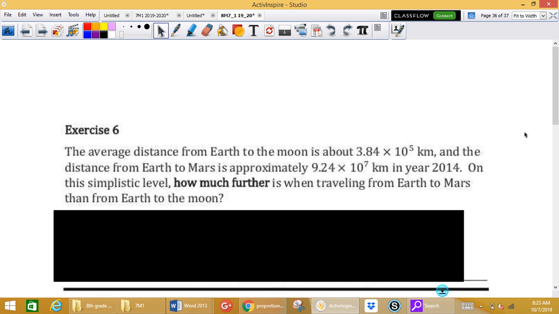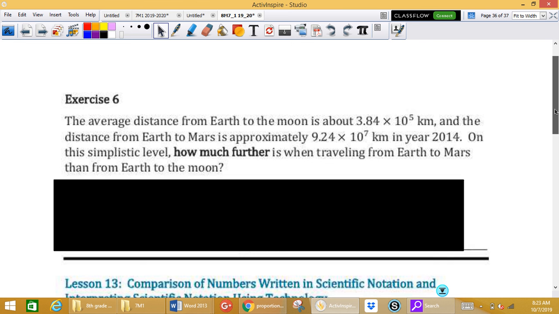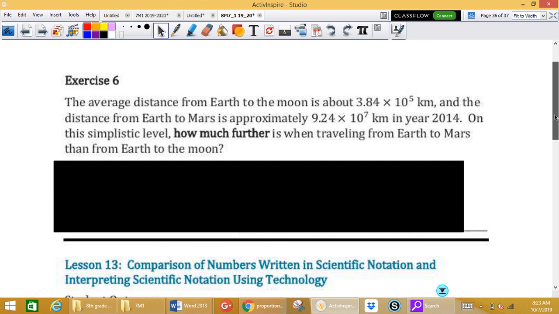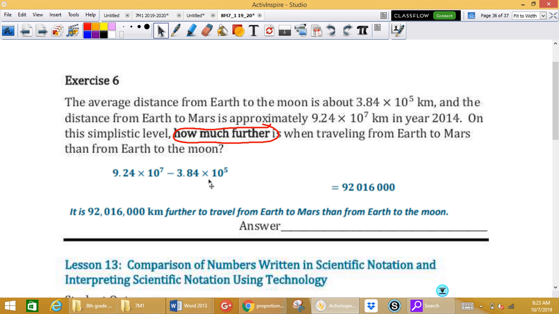The average distance from Earth to the Moon and the distance from Earth to Mars is approximately that, in kilometers in 2014. On the simplistic level, how much further is it when traveling from the Earth to Mars than the Earth to the Moon? So we're going to subtract those. Use a calculator. So we're going to get 92,016,000 kilometers further to travel for the Earth to Mars than the Earth to the Moon.